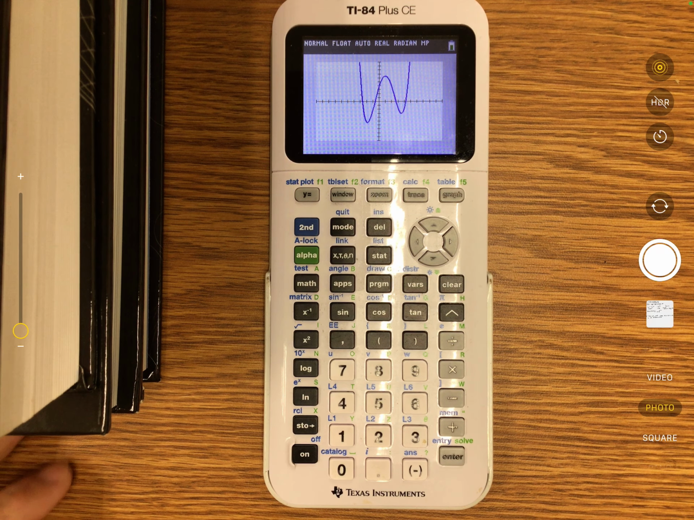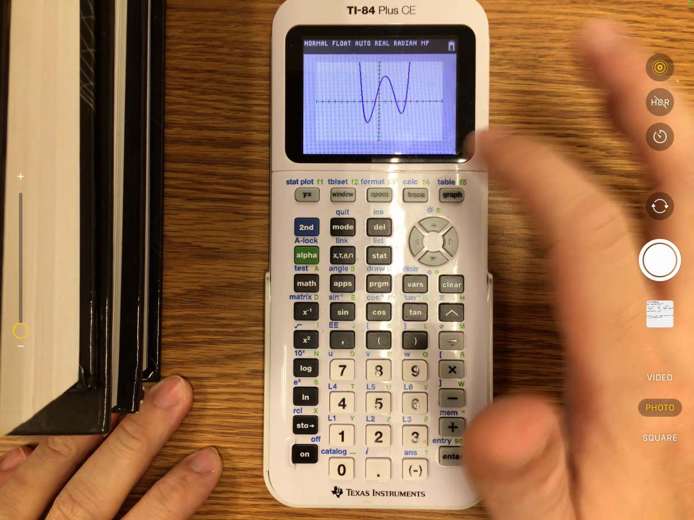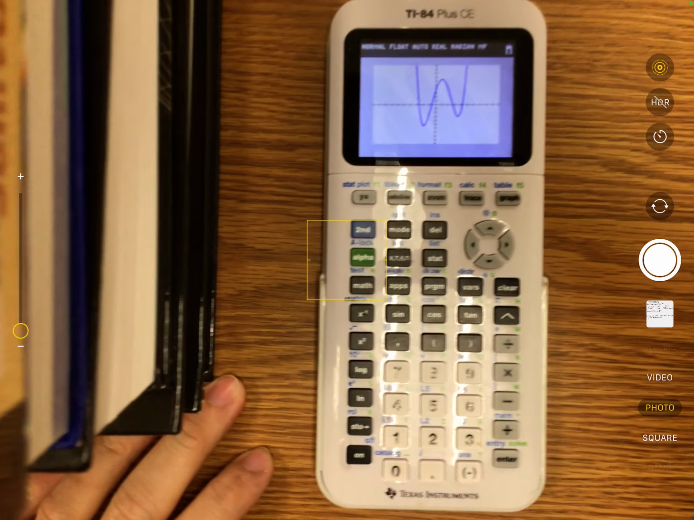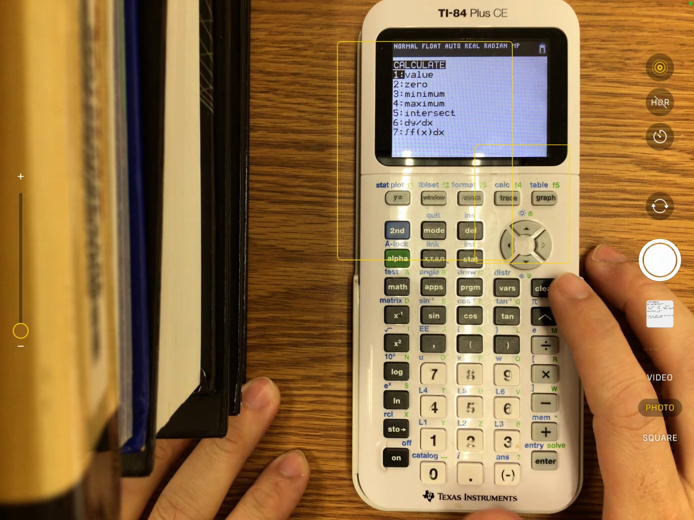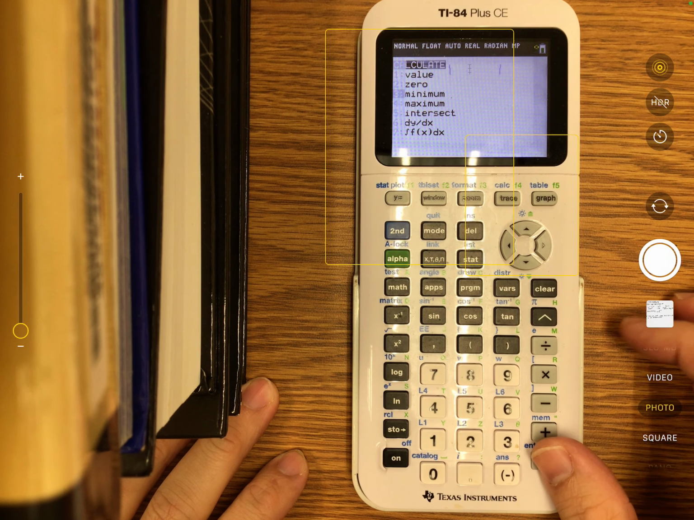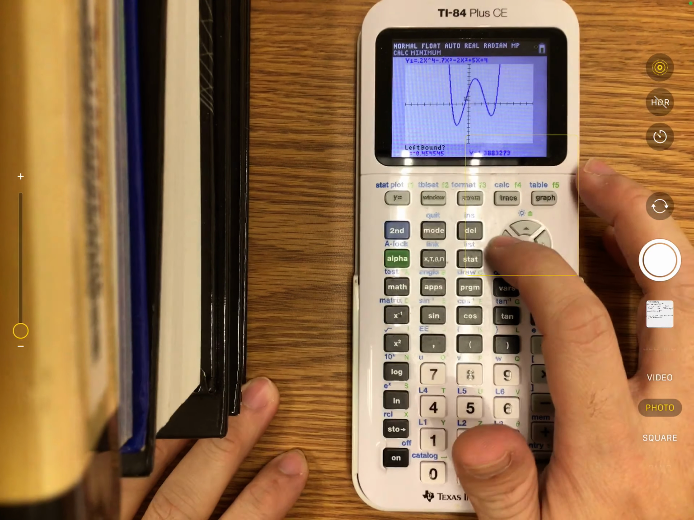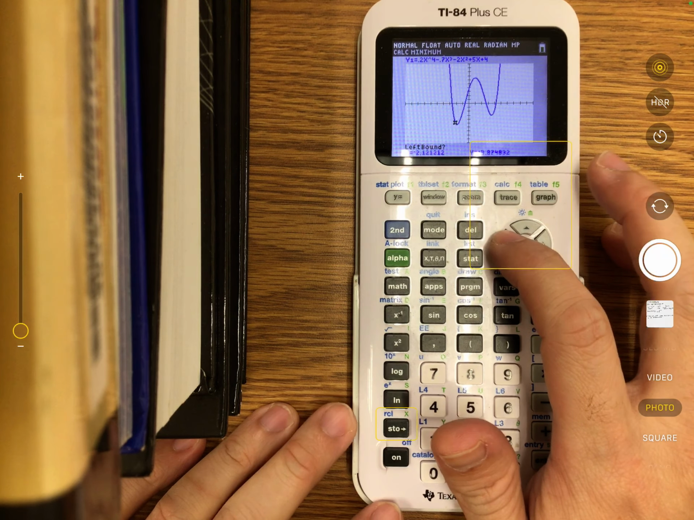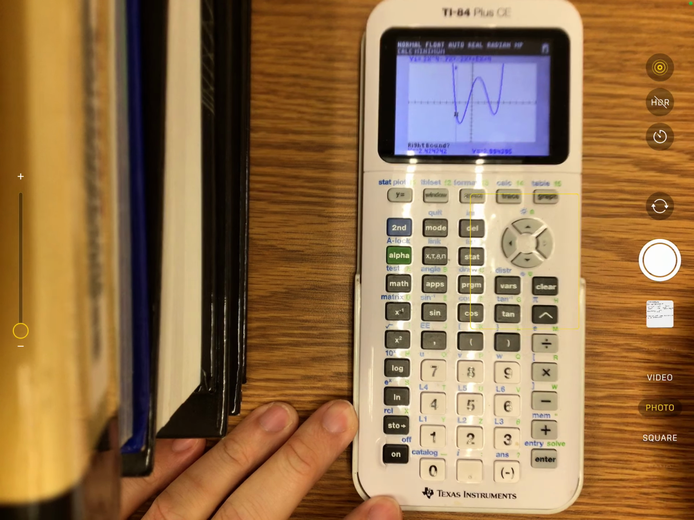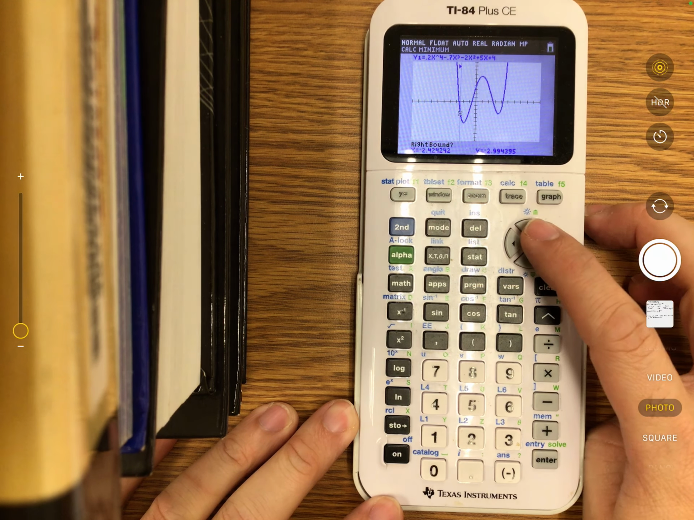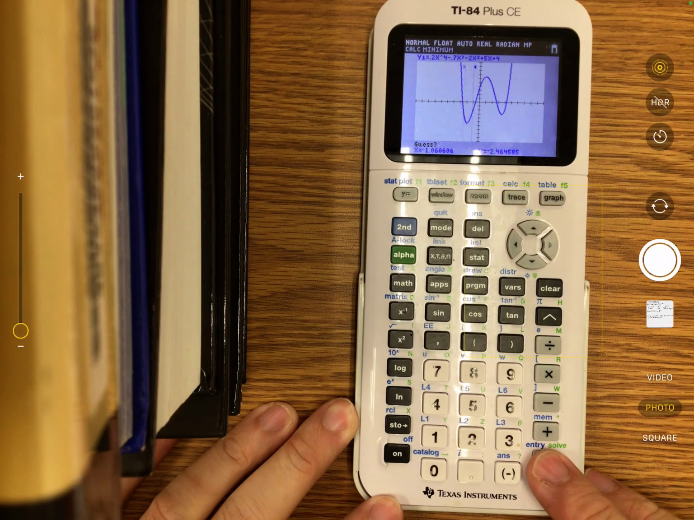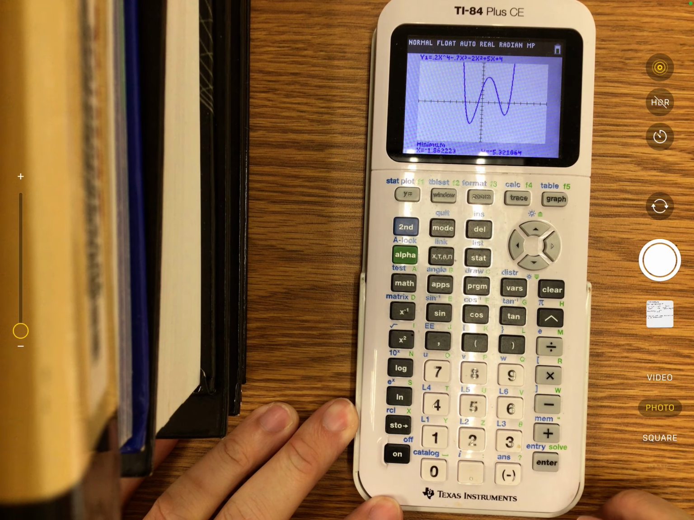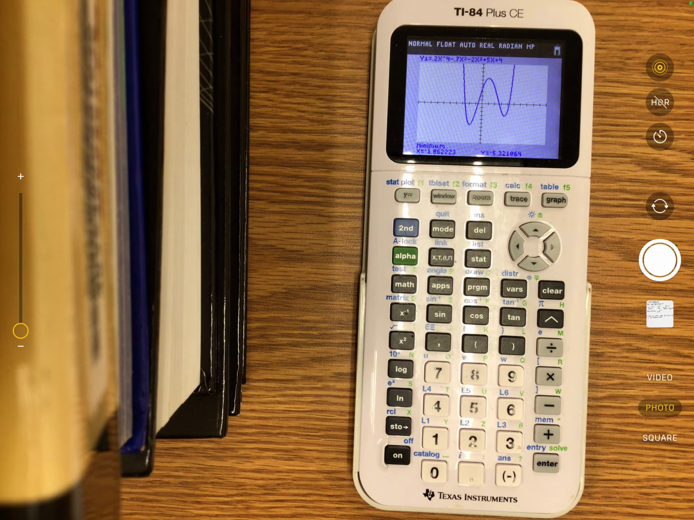Okay, again, we're just finding the mins and maxes here. We're going to go to second calculate. The first one is a minimum. All right, so we're looking at this point here. We're going to hit enter, and then enter at some place to the right of that minimum point. Hit equals. So the minimum here is negative 1.86.